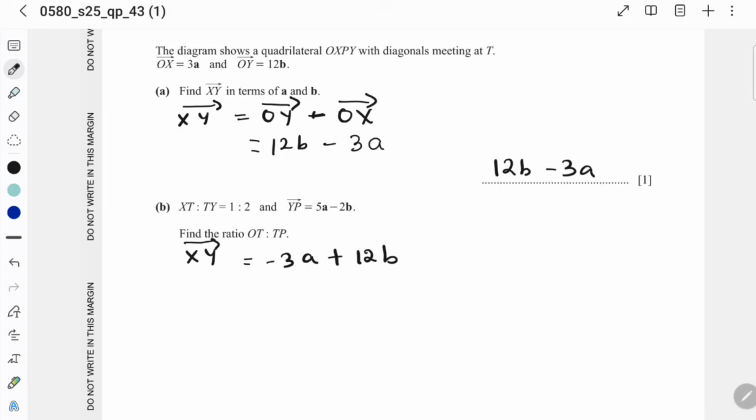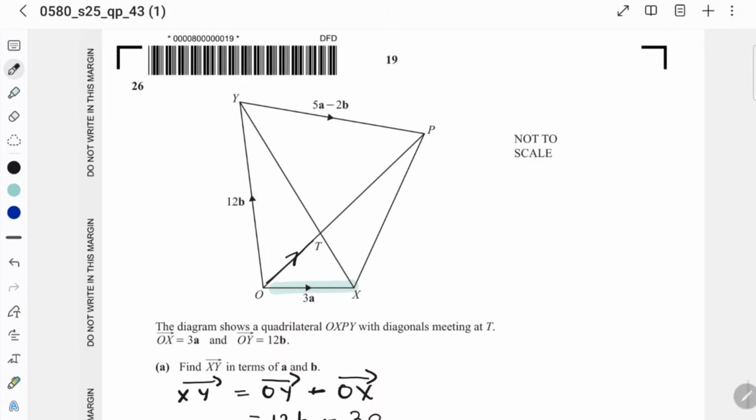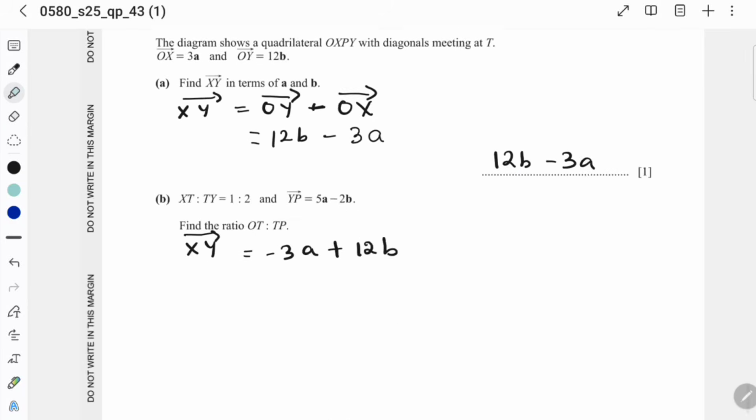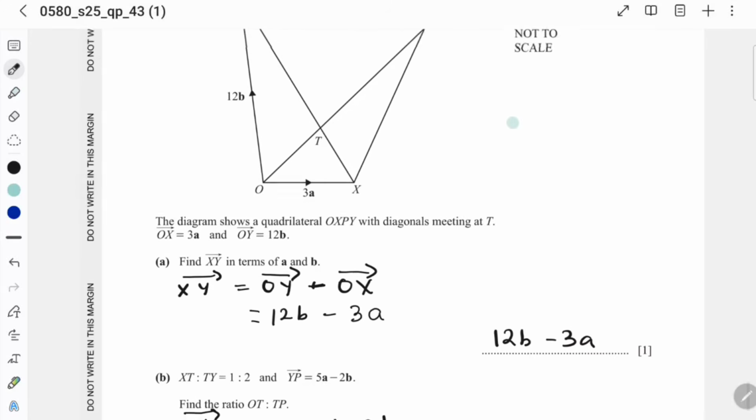So remember, we have to find OT. To find OT, O to T, you need XT also, because OT means OX plus XT. So to find OT, you first have to calculate XY. The same thing we are doing here. So OT equals OX plus XT. Okay, so what is OX?